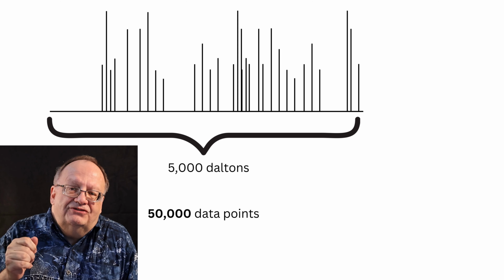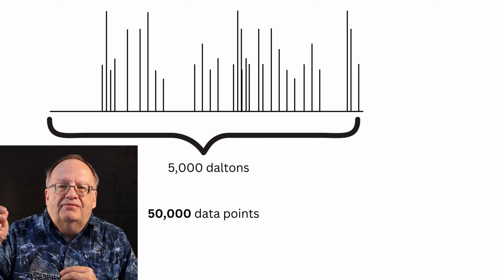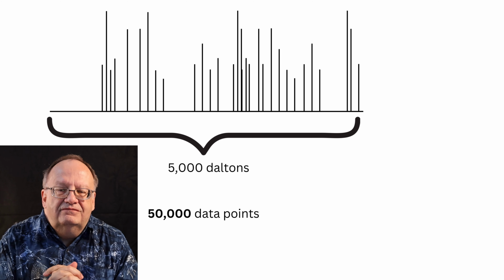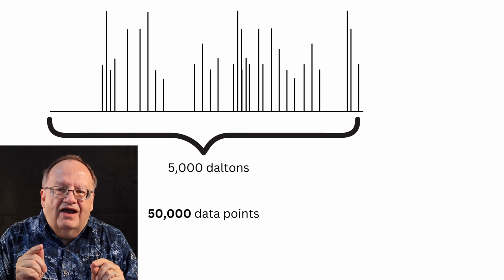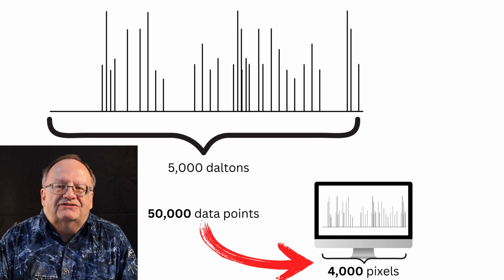Now, if I'm also doing chromatography or ion mobility, that adds a whole other dimension, and this is where we get into our 500,000 data points. Now the problem we've got is, let's suppose I have a really good screen, it's 4,000 pixels across.